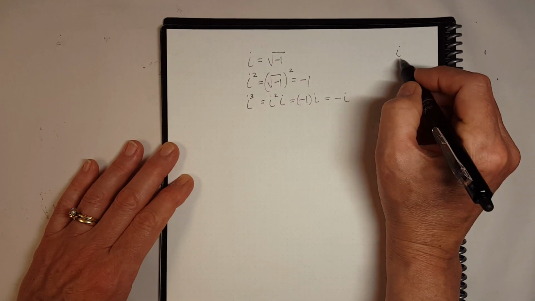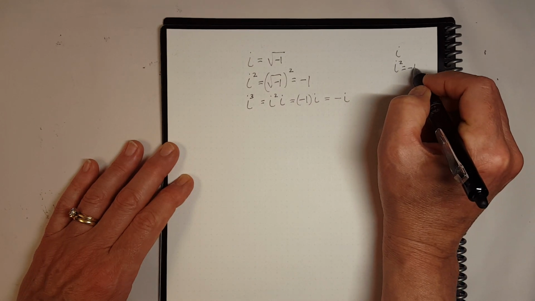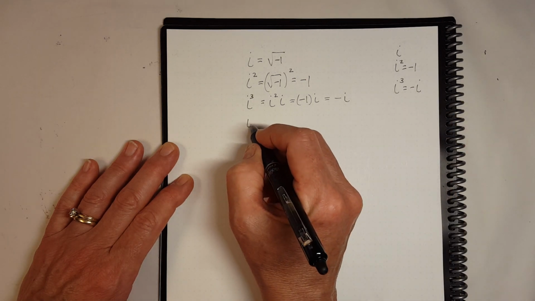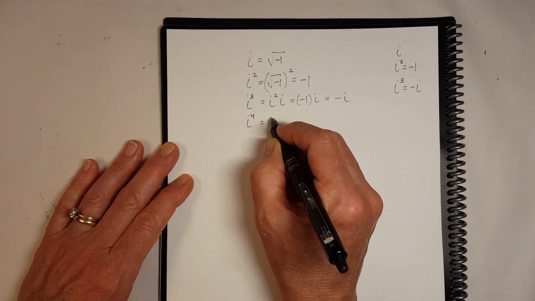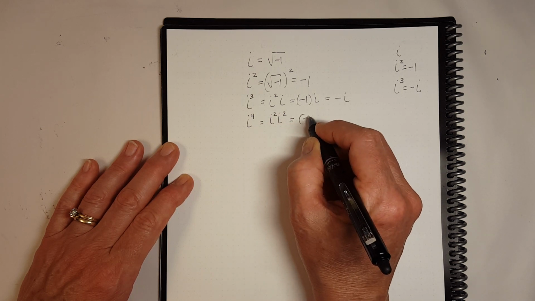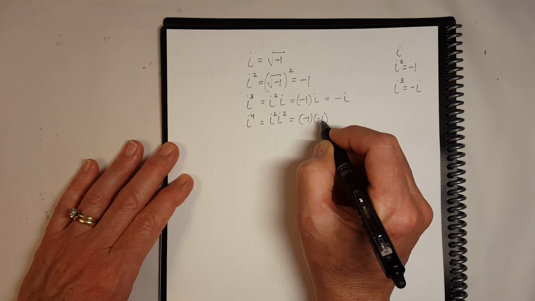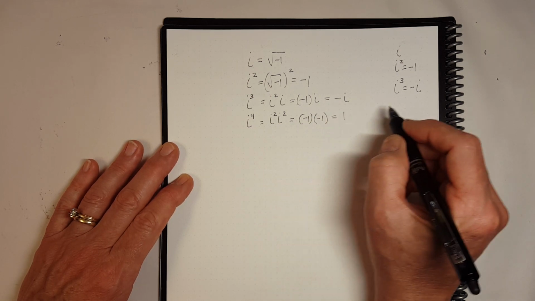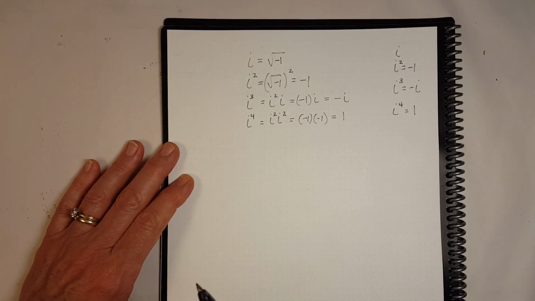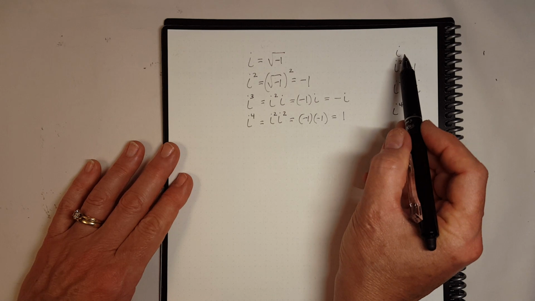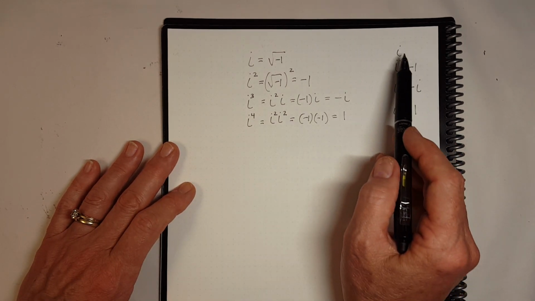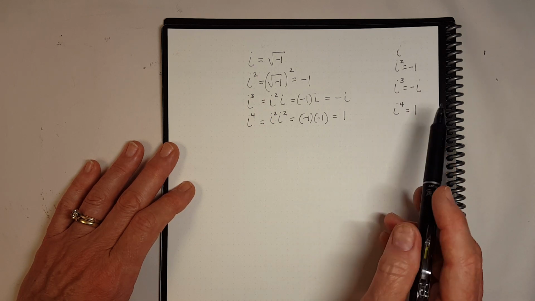So I'm just going to write them over here just to keep track. Okay, i to the 4th is equal to i squared times i squared. And i squared is negative 1, and i squared is negative 1. So negative 1 times negative 1 is positive 1. And now every future power of i is going to be written in terms of i to the 1, i to the 2, i to the 3, or i to the 4. We're going to simplify them in terms of these results.